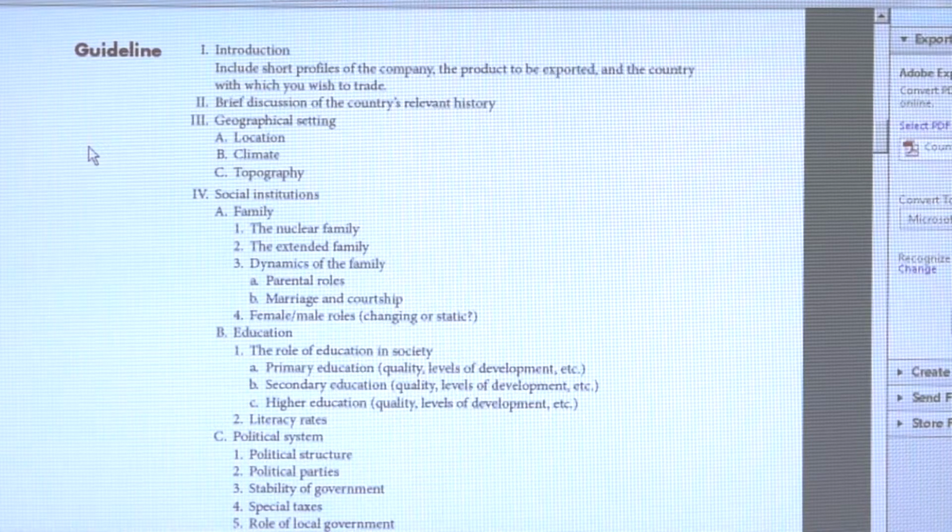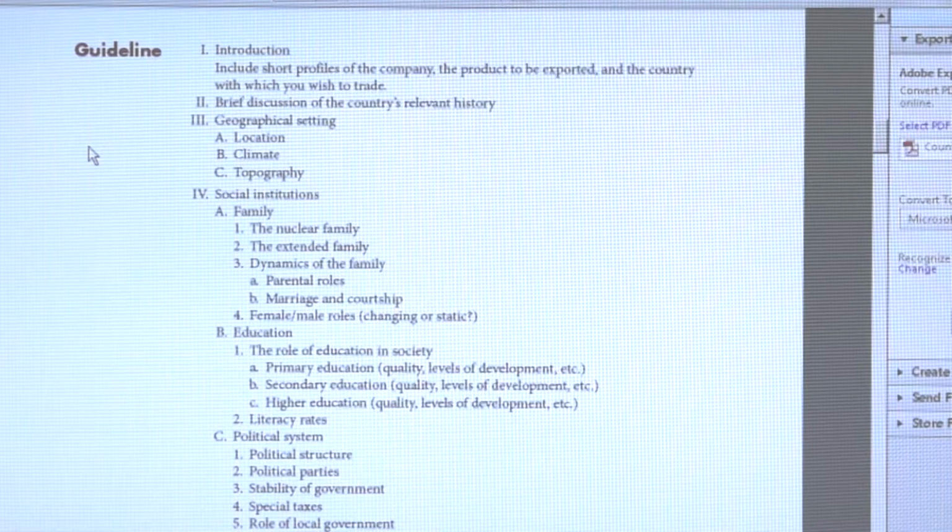Then female and male roles. We know in the U.S. things have changed dramatically since the end of World War II, actually since the turn of the century, 1900s, etc. So are these roles changing? Are they static? And I will give you an example later on of how they can change in a variety of ways. Education, role of education in society.